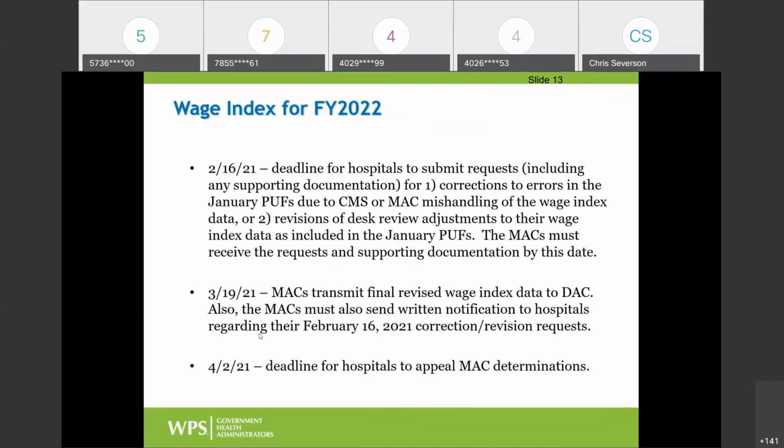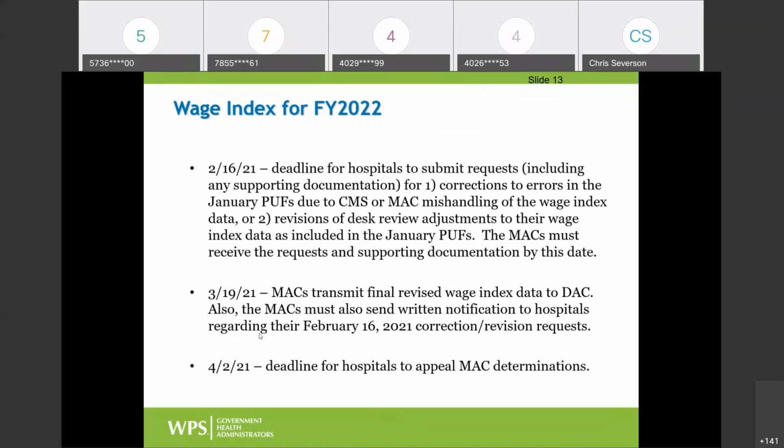And that takes you to the next deadline here, April 2nd. That would be the deadline for any hospital to appeal a MAC determination. So it is a very tight deadline for appeals, much tighter than most cost report appeals. But as you can imagine, it's such a tight time frame to begin with.